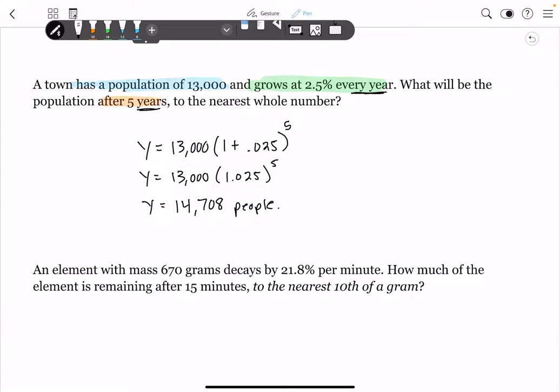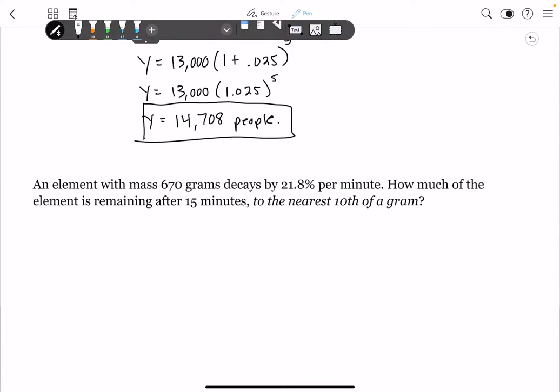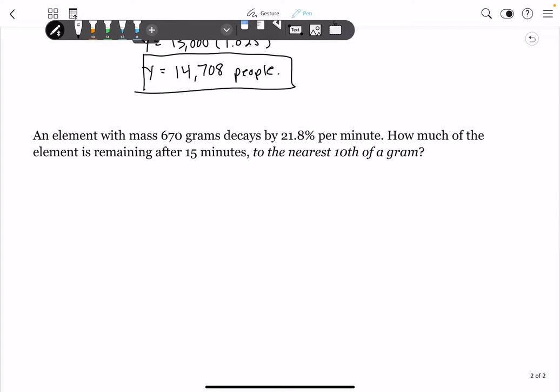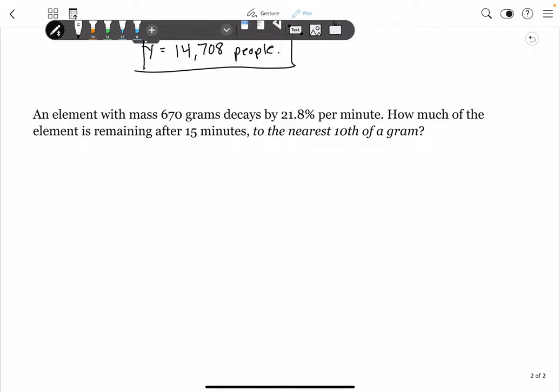Always notice what you're rounding to, because that can sometimes make or break your answer. We want to round to a whole number here because it doesn't make sense to have a decimal of a person. We're only going to be counting whole people in this scenario. There's no half people here. Okay, one more example, and then that's the end of the video.